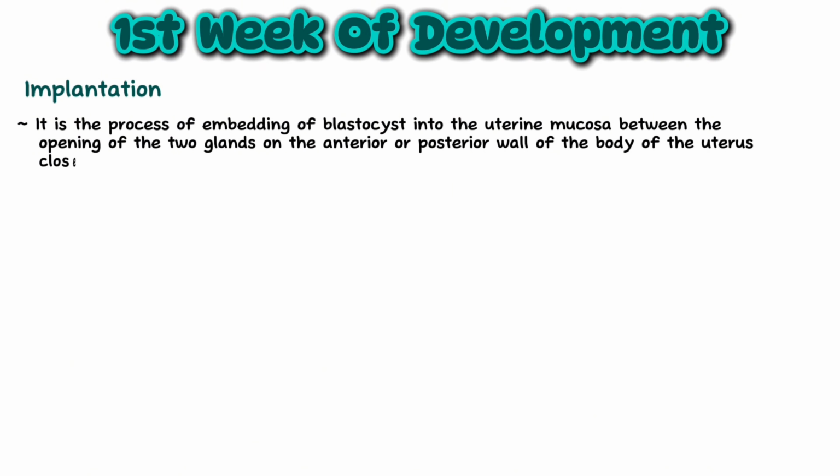Now comes the last event of the first week of development, that is implantation. Implantation is the process of embedding of the blastocyst into the uterine mucosa between the opening of the two glands on the anterior or posterior wall of the body of the uterus close to the fundus. Embedding occurs within the functional layer of the endometrium.